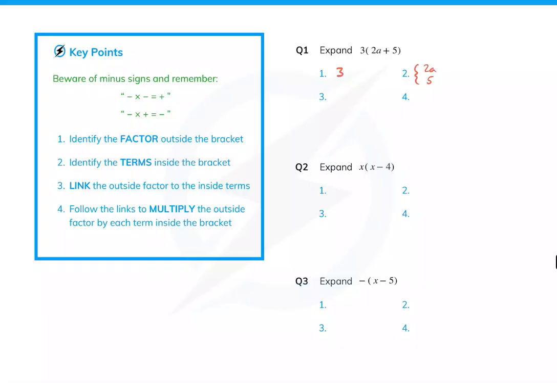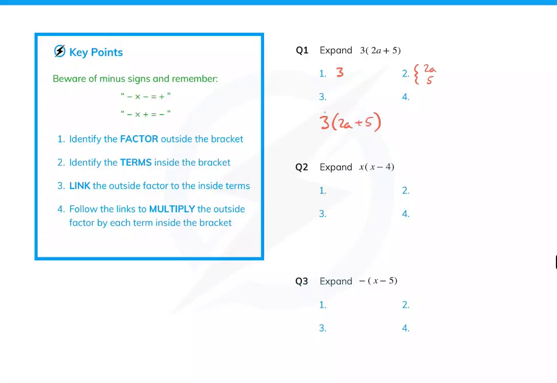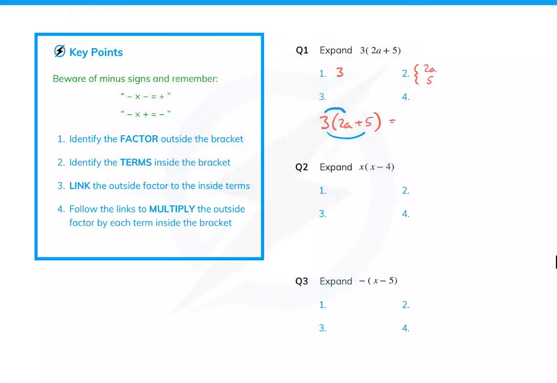And then what do we do? Well, it says link the outside factor to the terms inside. So I'm actually going to write this out again, 3 times 2a plus 5, and show you exactly what I mean. So we take the 3 and we link it with a line to the 2a, and then we link the 3 to the plus 5 as well. And now we actually do the multiplication. So we say 3 times 2a, you might again be able to do that in your head, but I'm going to write it out, plus 3 times 5. And 3 times 2a is 6a, and 3 times 5 is 15. And we have successfully, if slowly, multiplied out that bracket.